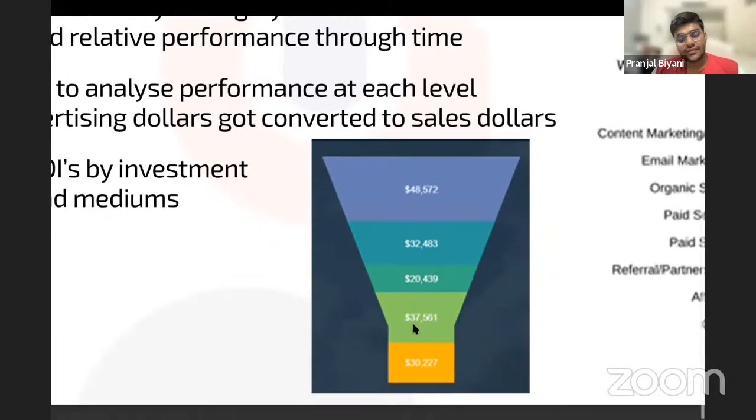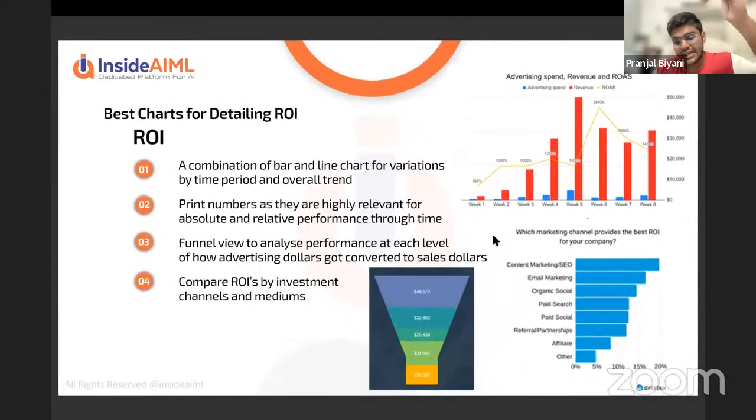Right? Then I got some value. And slowly and steadily, you can see that the bottleneck is achieved. So starting from a large pool, small subtractions, in the end, you reach your final profit. So that's also a good way to represent ROI.